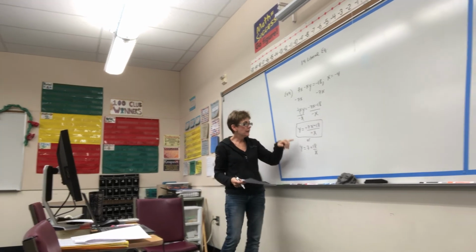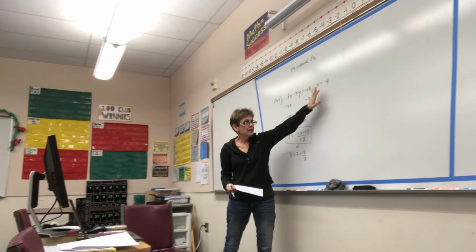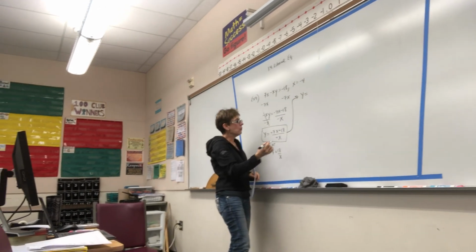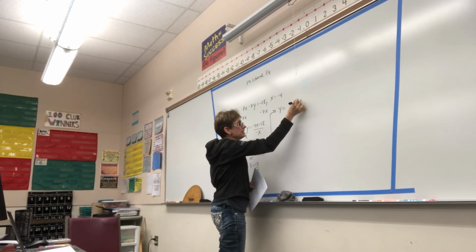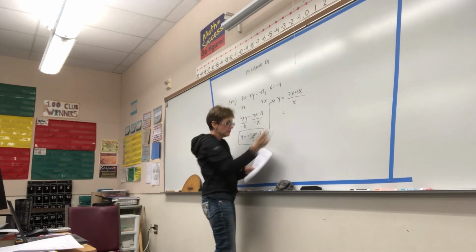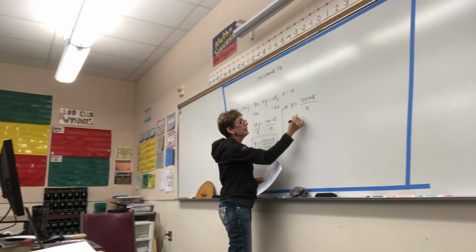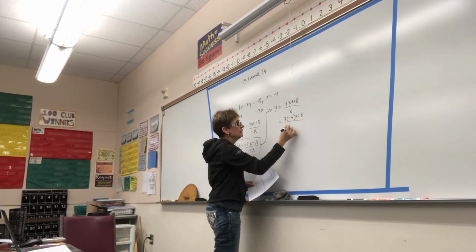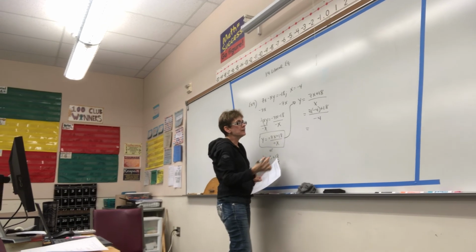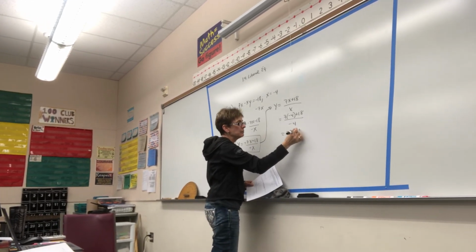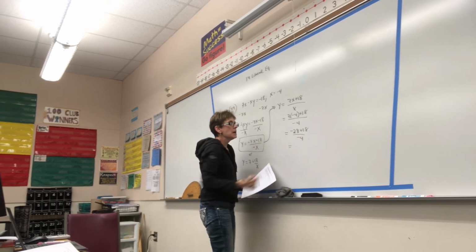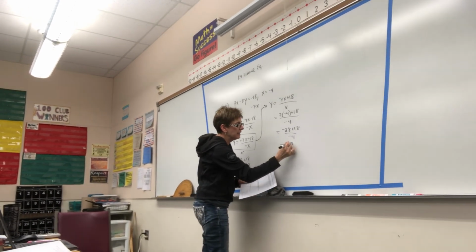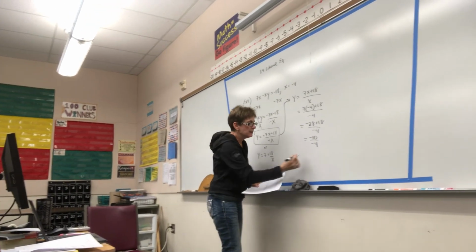For part 2, they want you to calculate what is y when x is negative 4. So let's rewrite this formula up here. I know that y is 7x plus 18 over x. So when I plug in negative 4, I get 7 times negative 4 plus 18 over negative 4. 7 times negative 4 is negative 28 plus 18 over negative 4. Negative 28 plus 18 would be negative 10 over negative 4, and that ends up being 5/2.